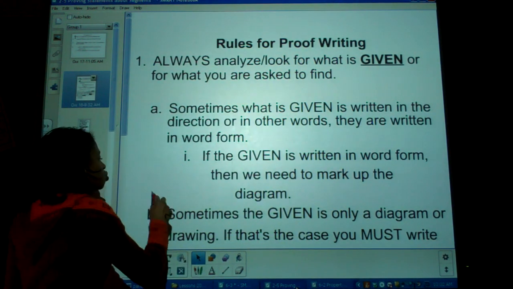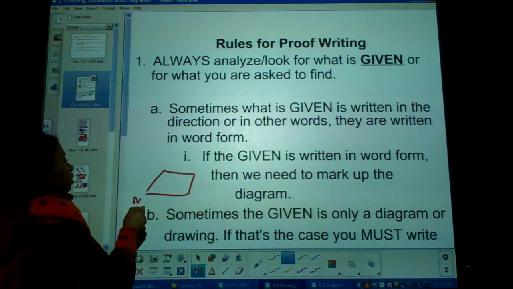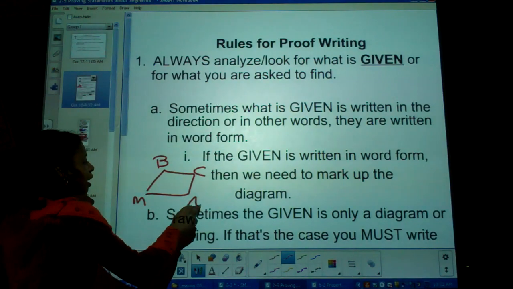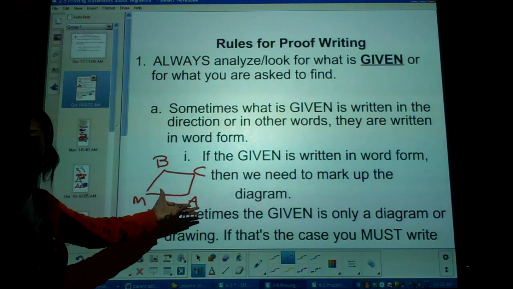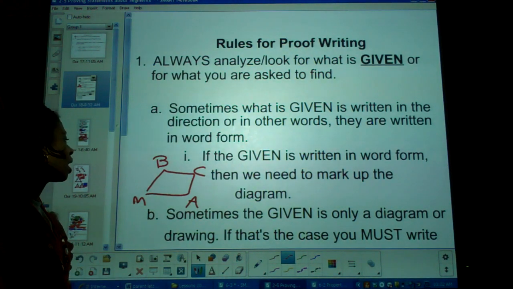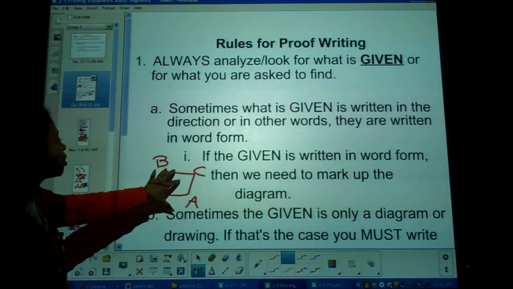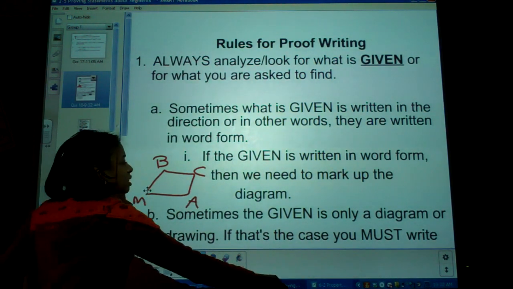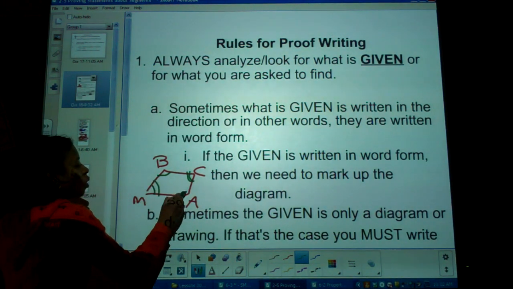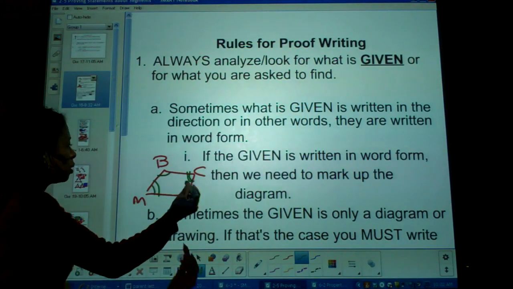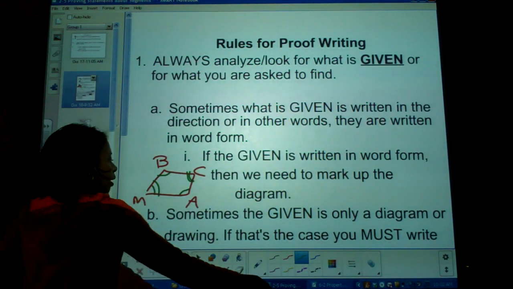Remember, sometimes they may draw a diagram, and they may say that MBCA is a parallelogram. Well, obviously it's not marked, and they may say that the opposite angles are congruent. Well, it's not marked. If it's drawn like this, we need to take upon ourselves and mark it so that we can indicate how we know that this is a parallelogram. So I pick up my green pen and mark up the diagram if the directions didn't do it already for me. Okay?